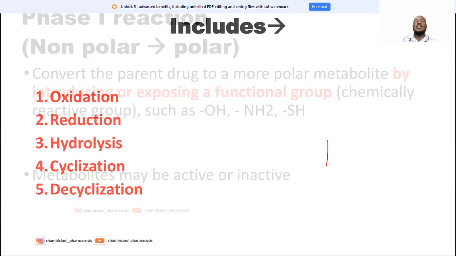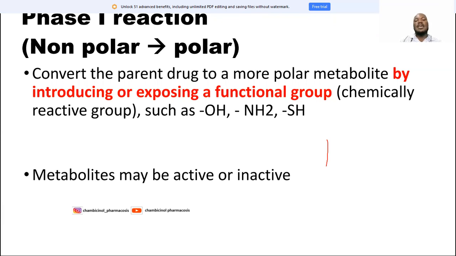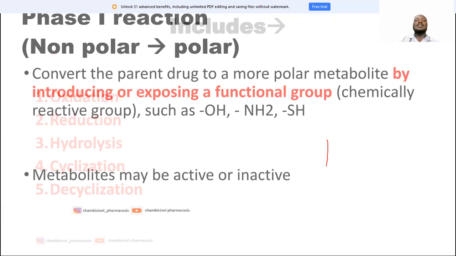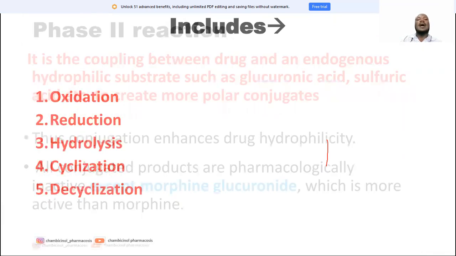So in this case, there are different reactions that are considered phase 1 reactions. There are five: oxidation, reduction, hydrolysis, cyclization, and decyclization. So we're going to see them in detail one by one.